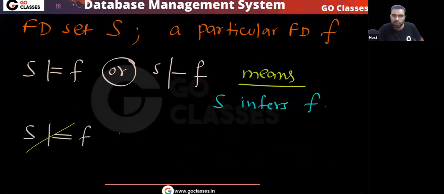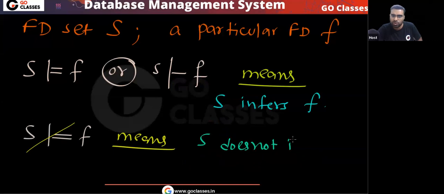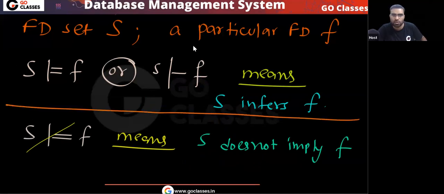Now if I write it like this, it means it does not follow. I can say that S does not infer F, S does not imply F. Is this understood? Quite simple. This is just a notation, nothing else.